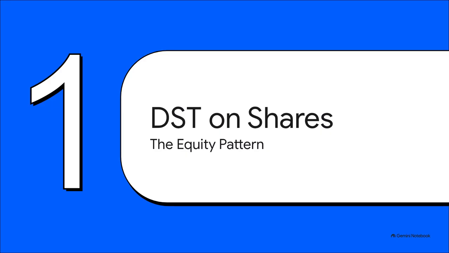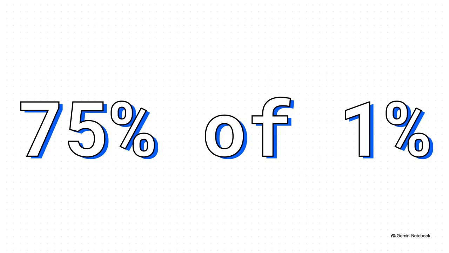Kicking things off with Section 1, DST on corporate shares, the equity pattern. So, try to think of DST not just as a tax on a physical piece of paper, right? It's essentially an excise tax on the privilege of executing the transaction itself. With that in mind, I need you to lock this massive number into your visual memory right now.